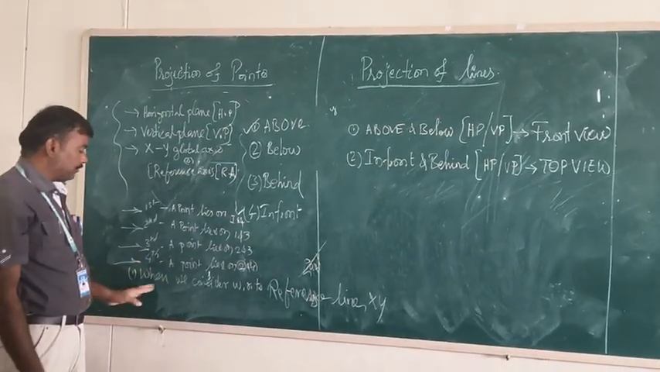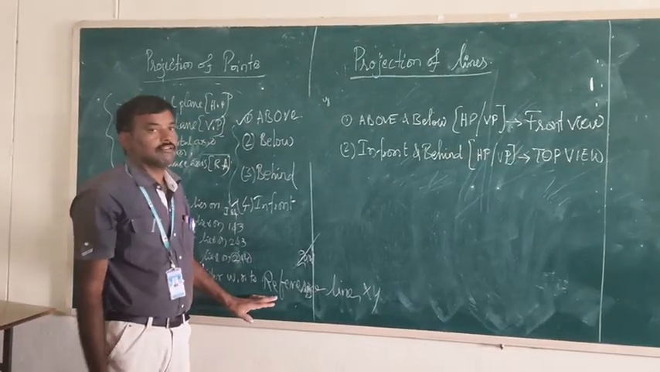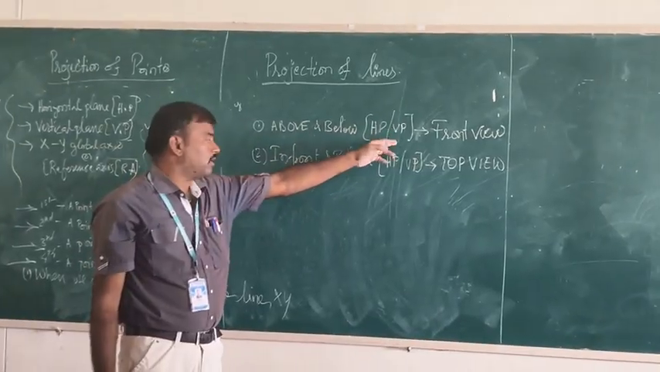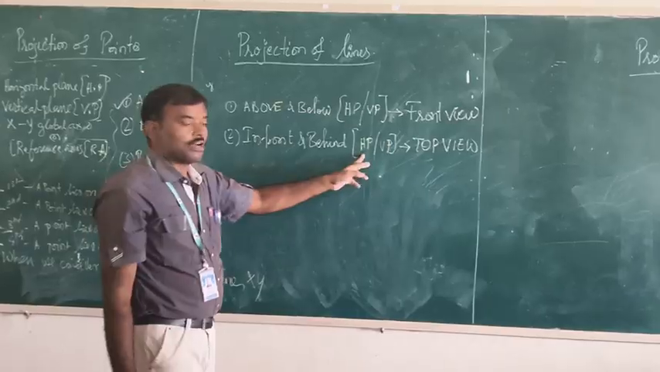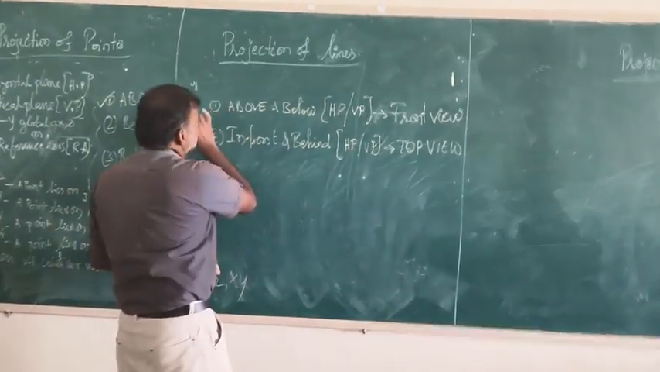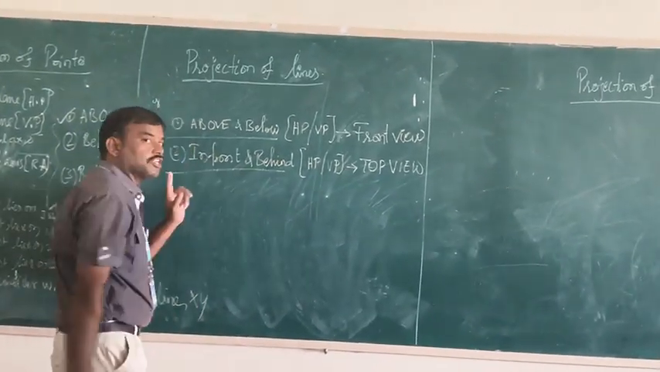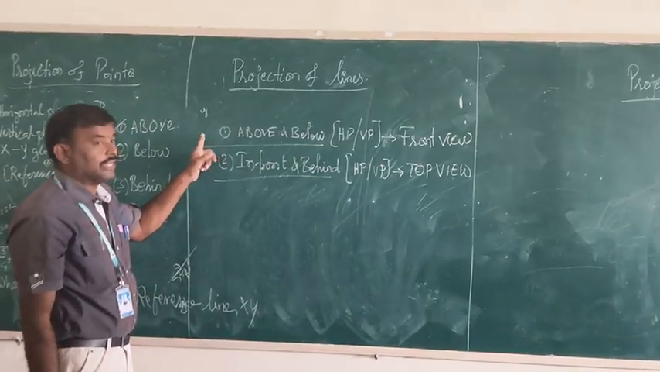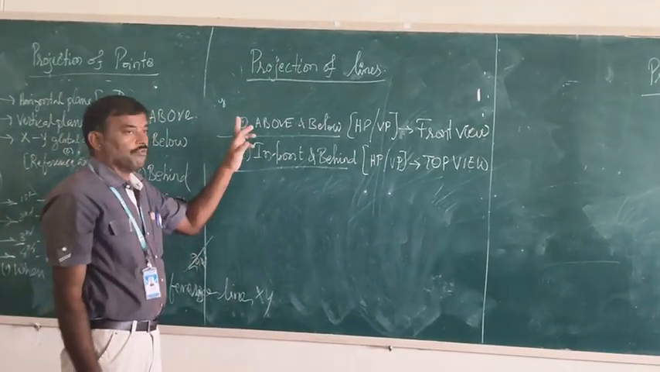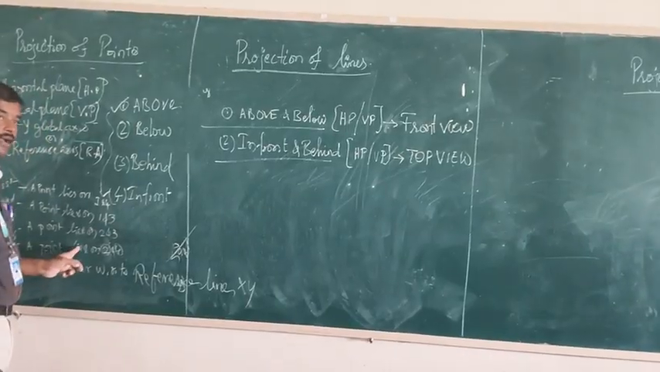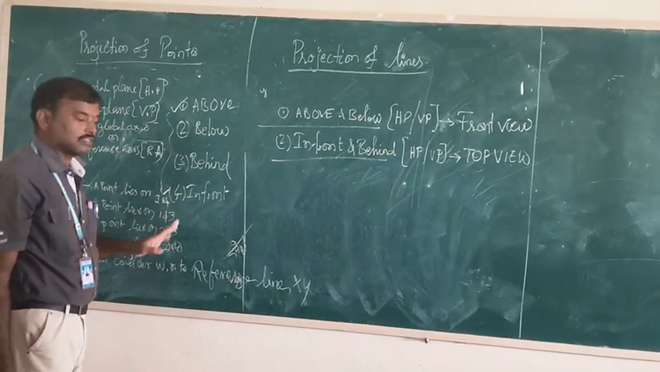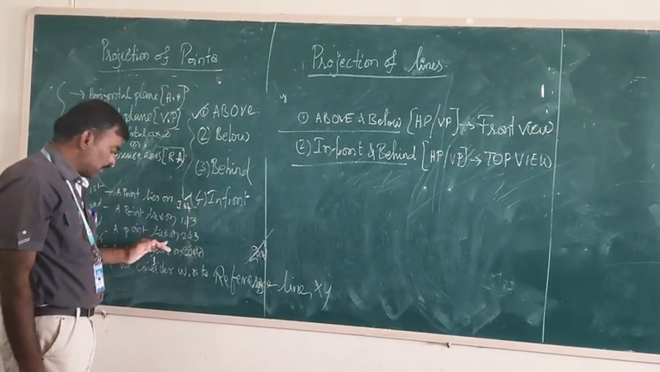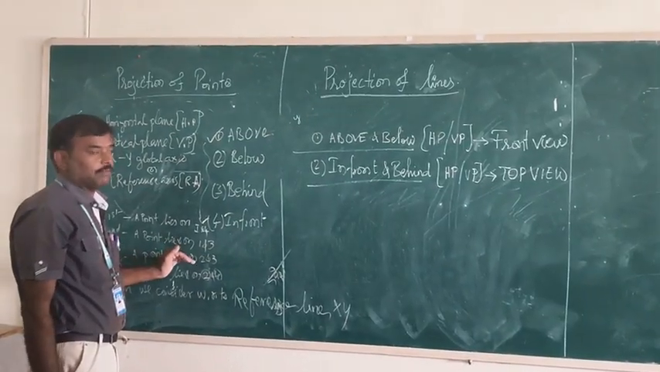After that, when we consider the reference line, these words above and below, HP or VP, in front and behind, HP or VP, this is the serious thing of the entire chapter. This is very, very important. We need to observe the question clearly: which condition the point, the line, or the plane is in, whether first quadrant, second quadrant, third quadrant or fourth quadrant. This is very, very important.